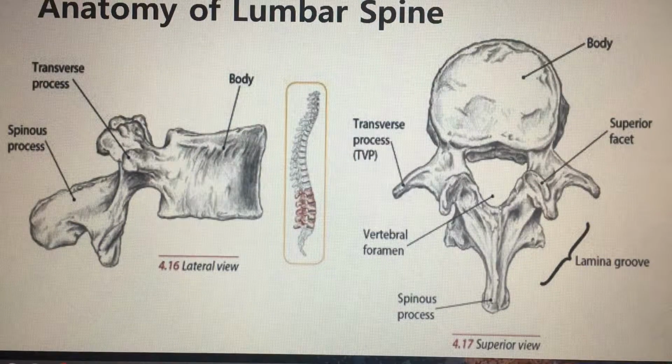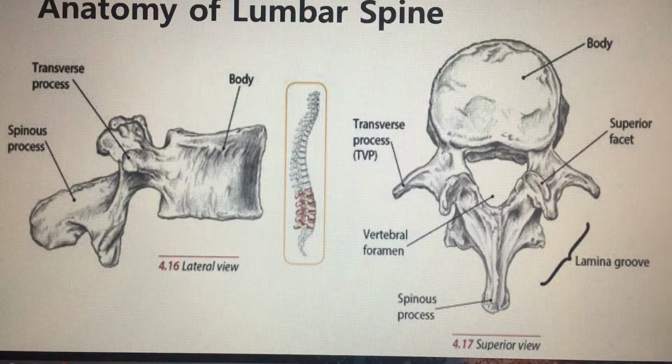X-ray shows the three-dimensional structure in a two-dimensional image. To understand the image, we need to know the three-dimensional structure. This is the lateral view of the lumbar spine: anterior body, posterior compartment, and between them there's the pedicle, and the superior articular process and inferior articular process. Between them there's the pars interarticularis.